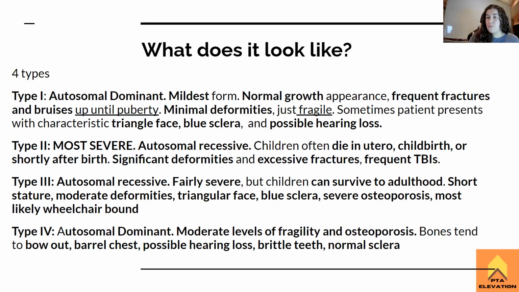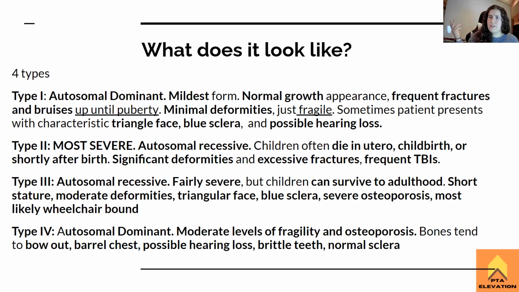We have type 1, which is the most mild form. Again, this is an autosomal dominant inheritance. The person is going to look relatively normal, just like you and me. The only thing is, in their childhood years up to about age 12 or 13, before puberty, you're going to see that this individual has very frequent fractures and bruising in general, because they get bone bruises that eventually come up as a hematoma through the skin. You'll see this individual constantly breaking their bones. They could just trip over the sidewalk and break their arm or something like that.